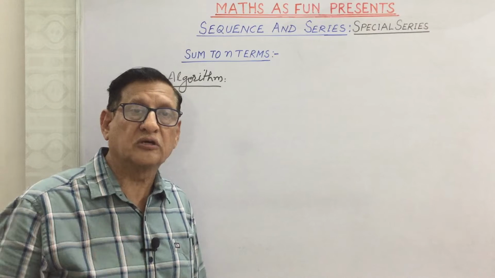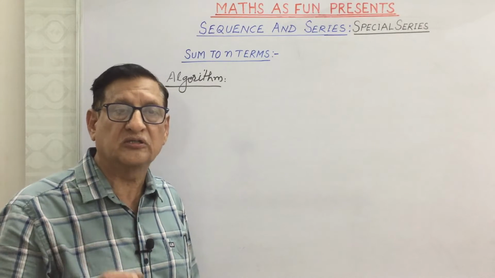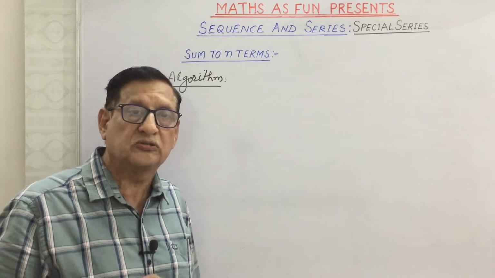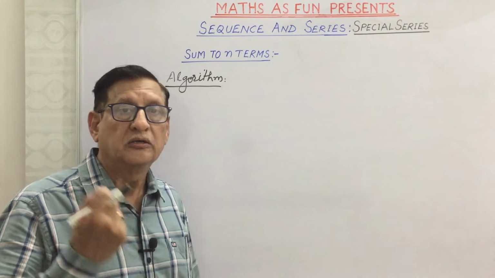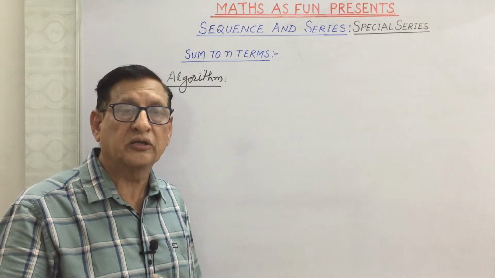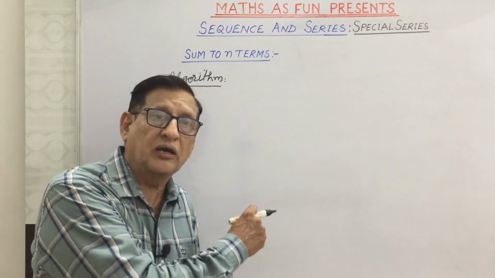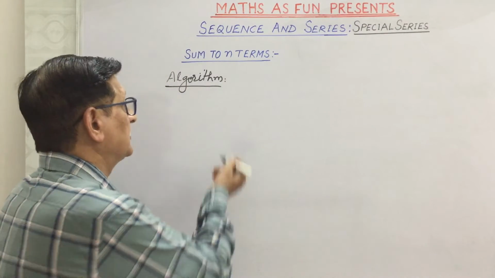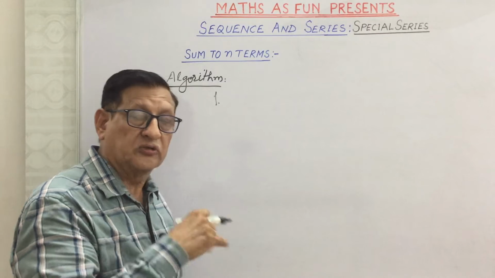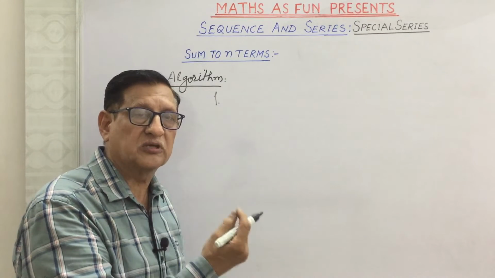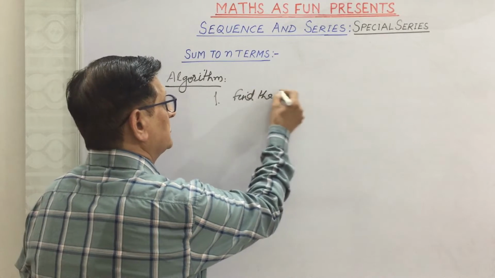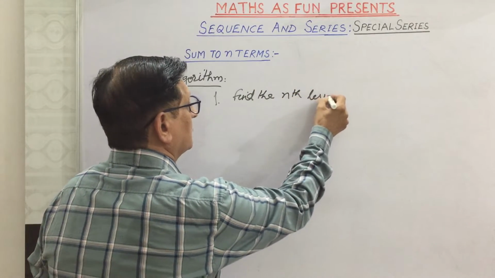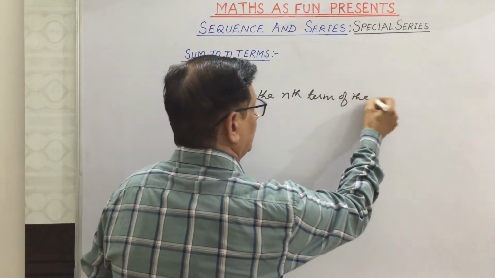Now to find the sum of n terms of a series given to us which is based on the natural numbers, we can apply sigma n square, sigma n cube. What is the algorithm to find the sum? The first one is, for the given series we will find out its nth term. So find the nth term of the given series.